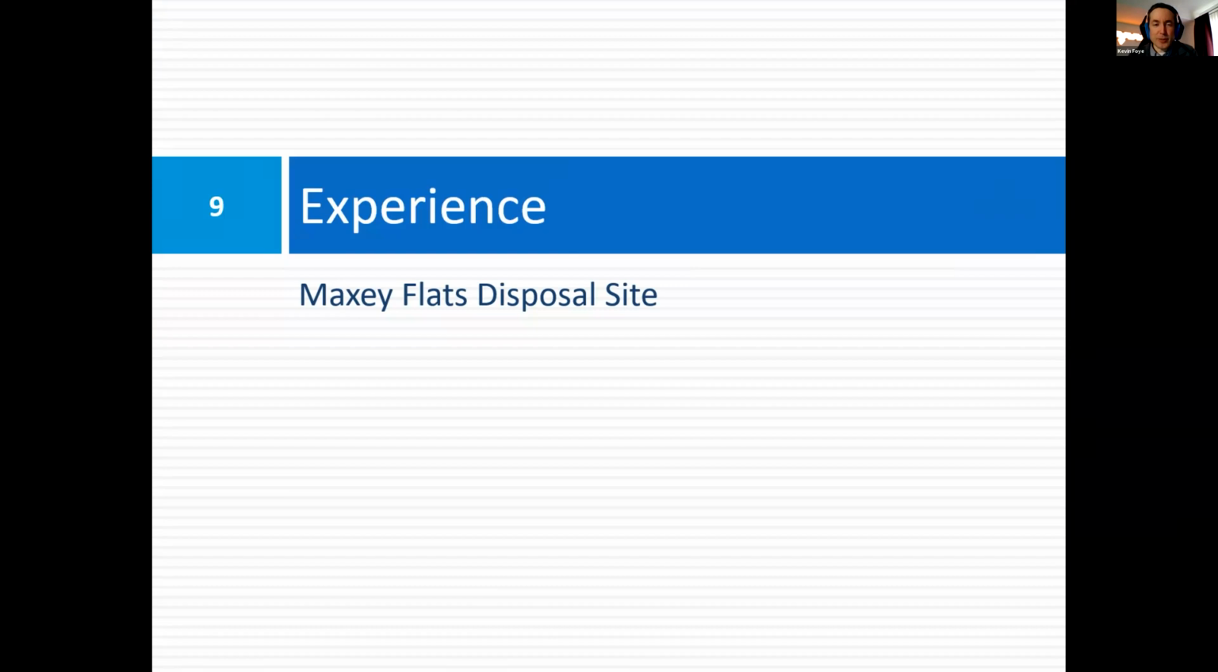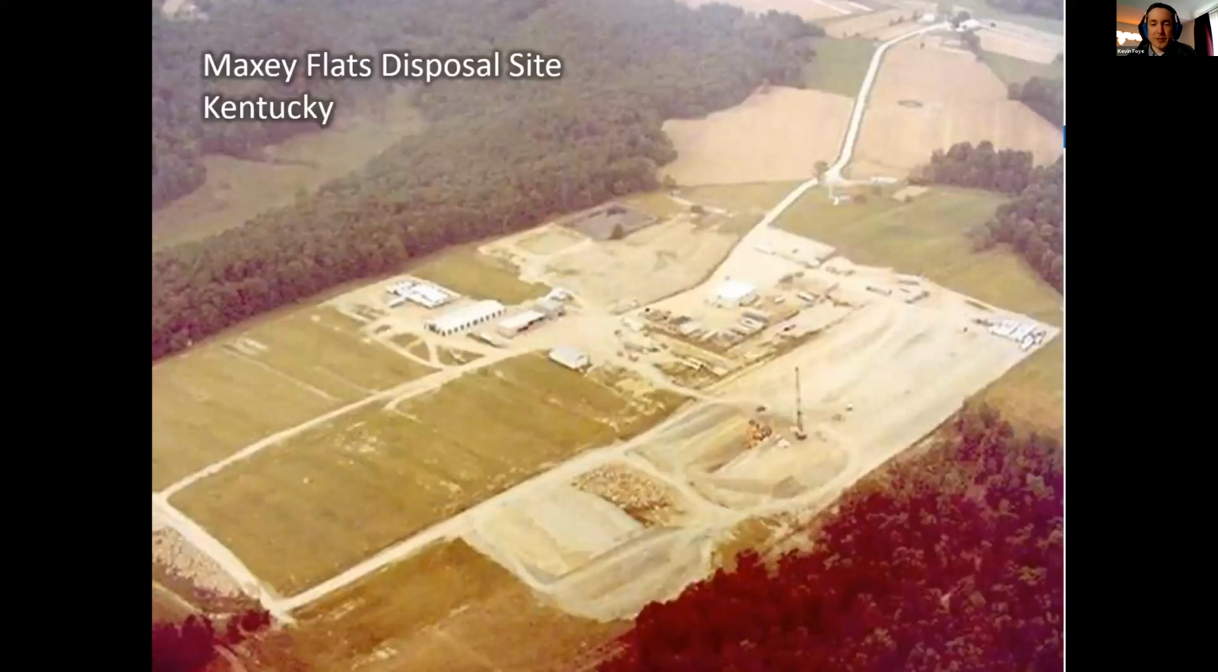So let's talk about what we were here to hear about, this particular site, Maxey Flats disposal site. This site is located in Eastern Kentucky in the United States. For those of you not familiar with the United States, this is in the eastern half of the country, about midway from north to south. And the site was picked on account of being fairly remote. And in the 60s and early 70s, this site was used to dispose low-level radioactive waste from 60 different sources.